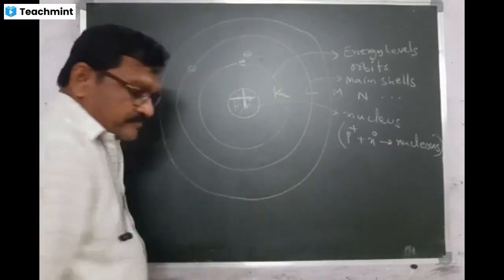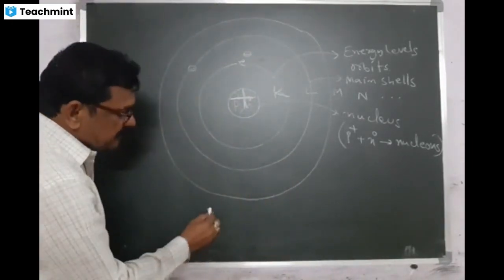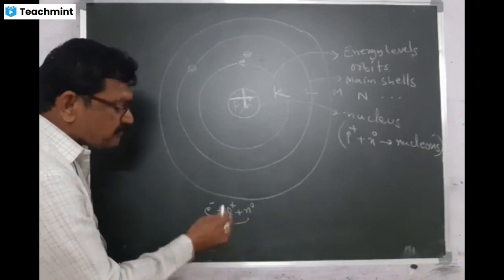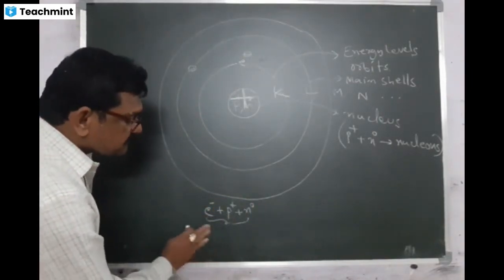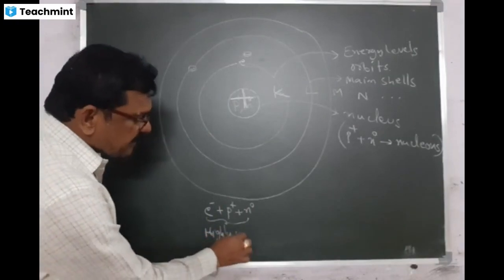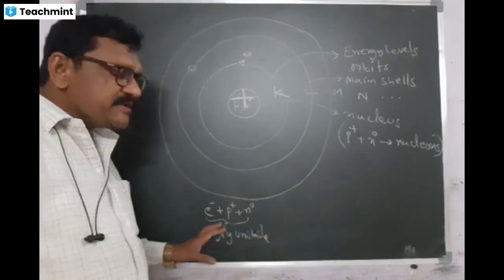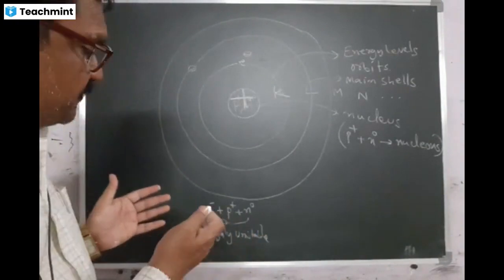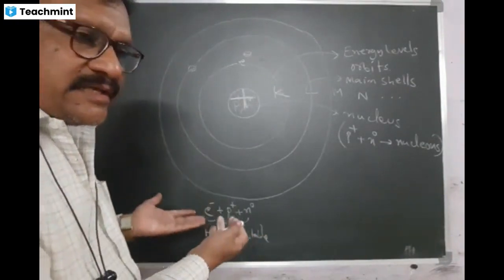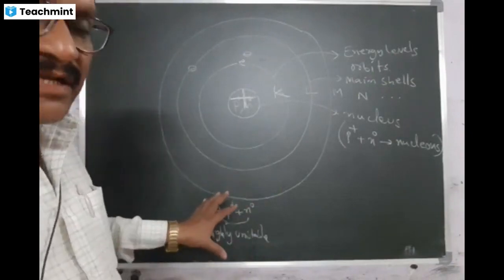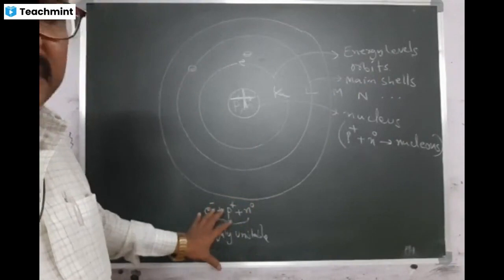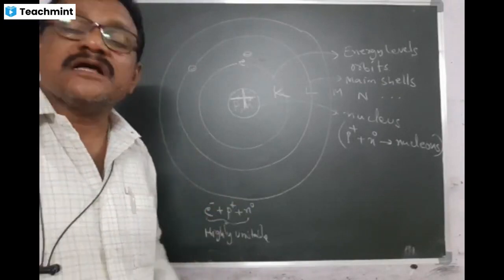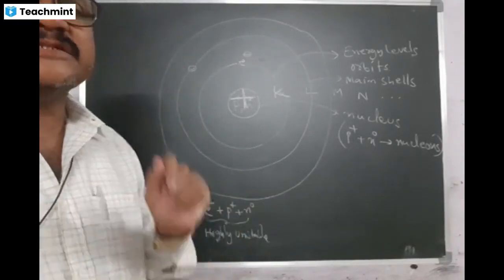You know already electrons, E minus, protons, P plus, and neutrons are all subatomic particles, and they are highly unstable. These subatomic particles are present in the inner core of the atom. We can't see these particles with our eye. Even using advanced technical machines, it is not possible to see them. Why can't we observe them? Because they are highly unstable.